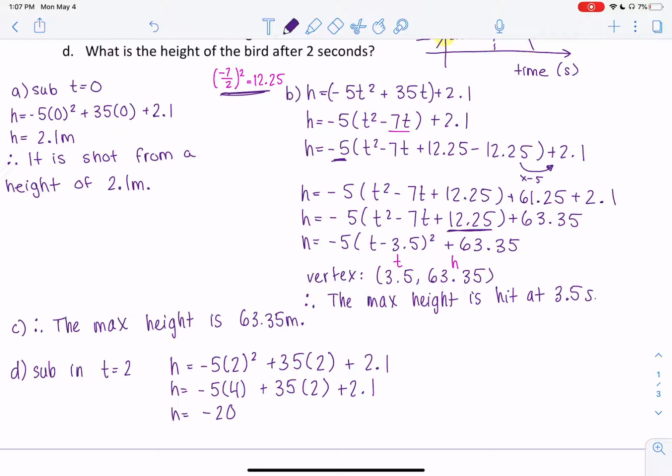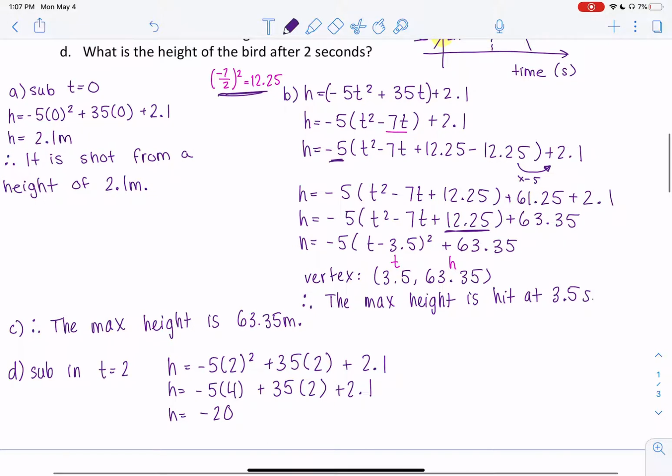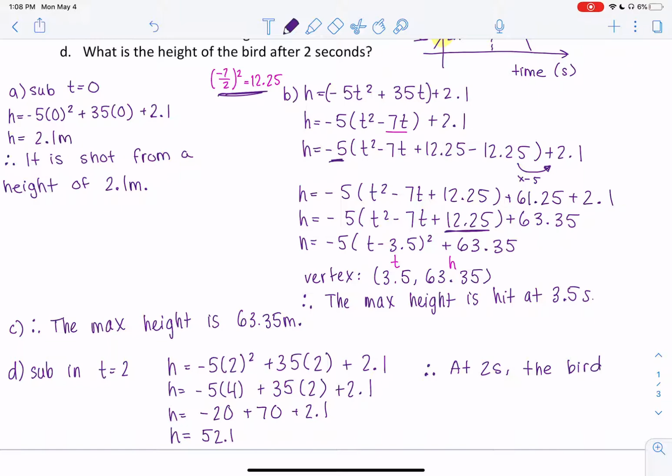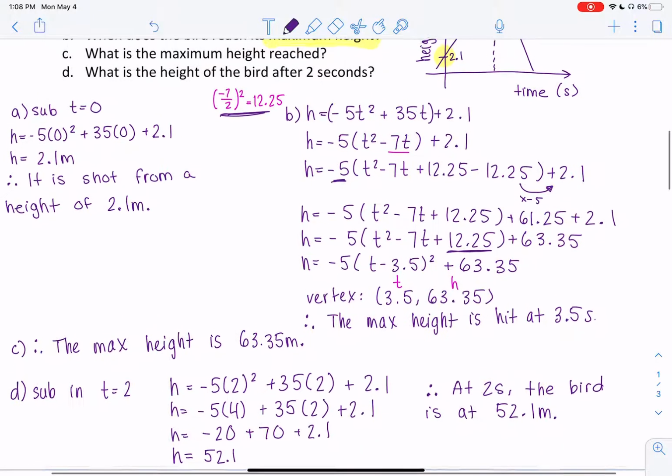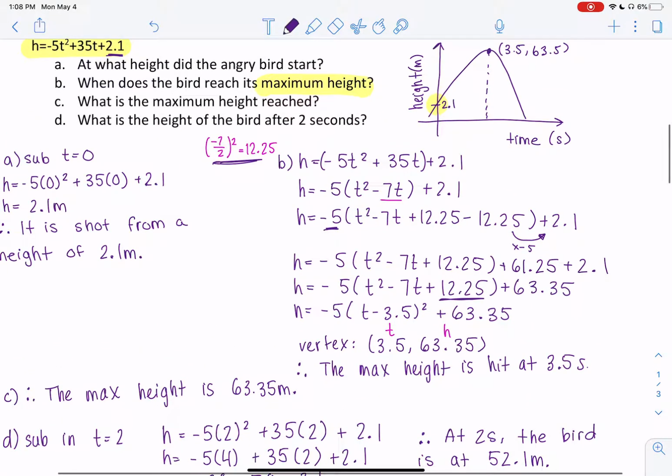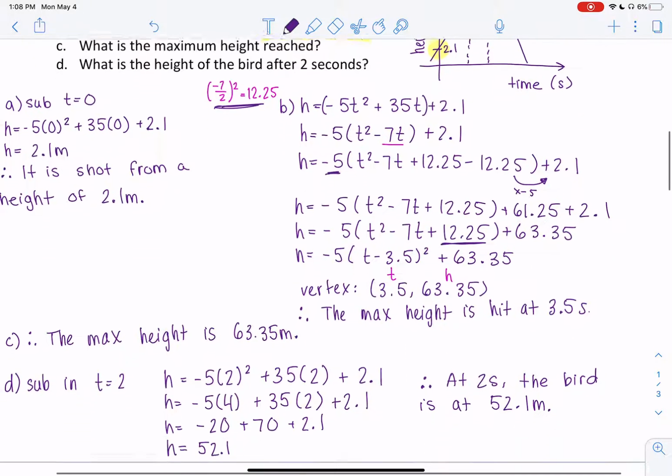And that will give me -20 plus 70 plus 2.1, and that will give us 52.1. So we'll say, therefore, at 2 seconds, the bird is at 52.1 meters. And if I look at my graph, if I'm at 3.5 seconds at 63, well, before that, it should be lower than 63.35, so that number makes sense.